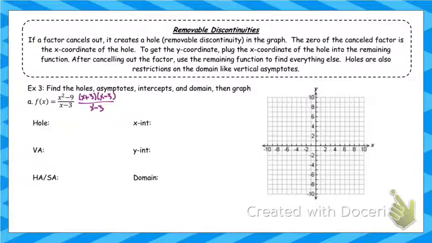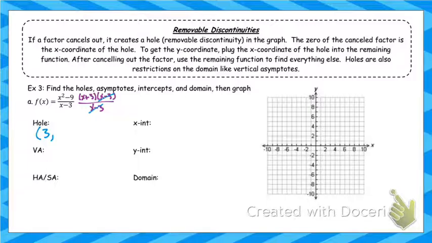Well, we can see x minus 3 cancels out. That means there's going to be a hole in my graph. The x-coordinate of the hole is the zero of the factor I canceled out. So since I canceled out x minus 3, positive 3 is the x-coordinate. If I canceled out x plus 10, negative 10 would be the x-coordinate. All right, so 3 is the x-coordinate.